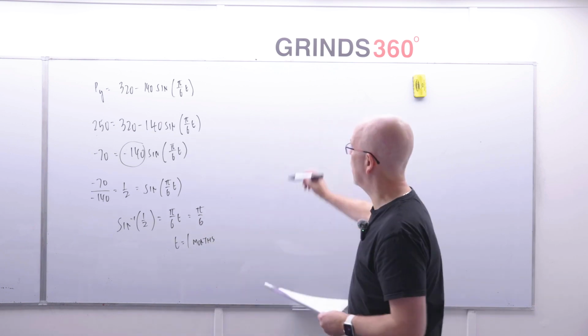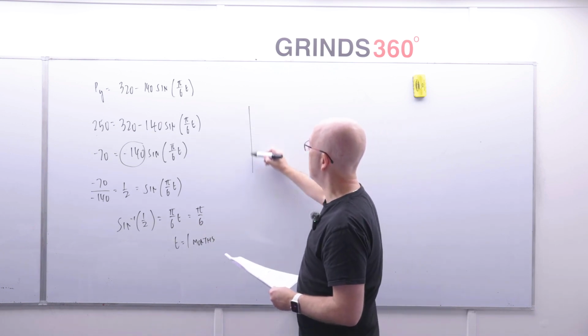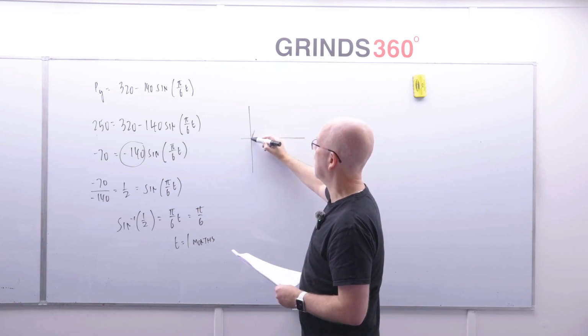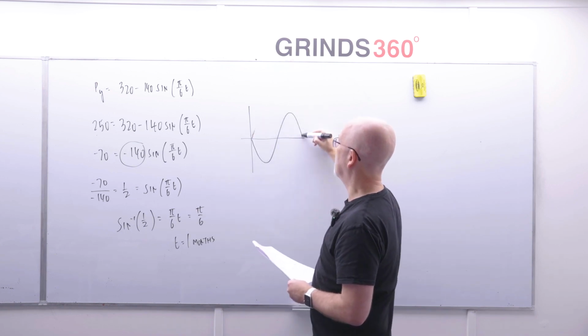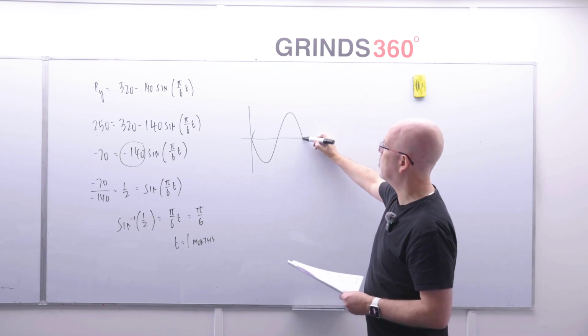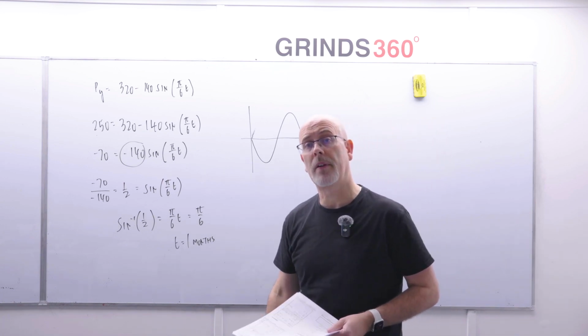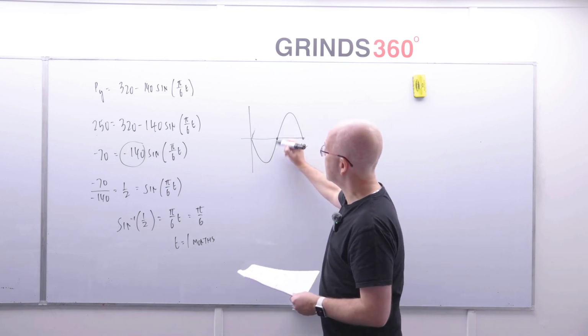So what's the second time? Well, remember, taking the basic shape of our graph like that. So there we go. The graph does this. It's a negative sine graph, does this, and does that. And we worked out in the previous part of the question that the period here is 12, right? So that's 6 there like that.